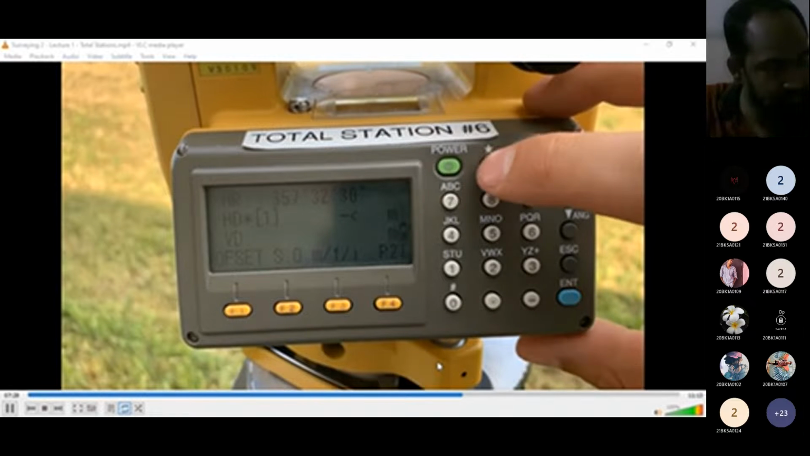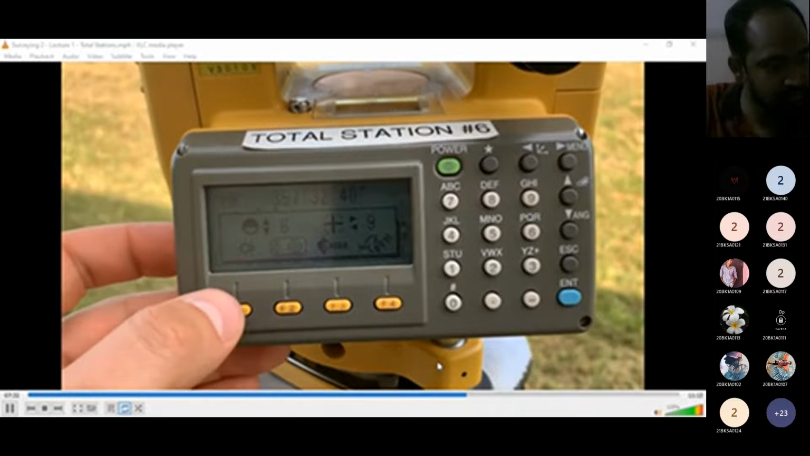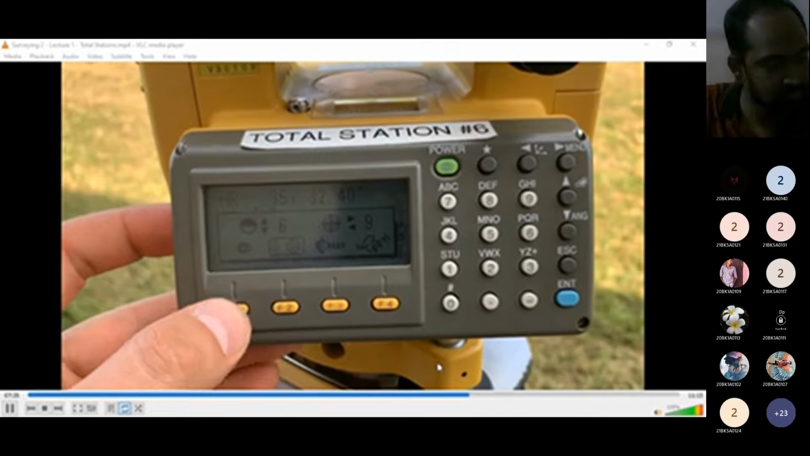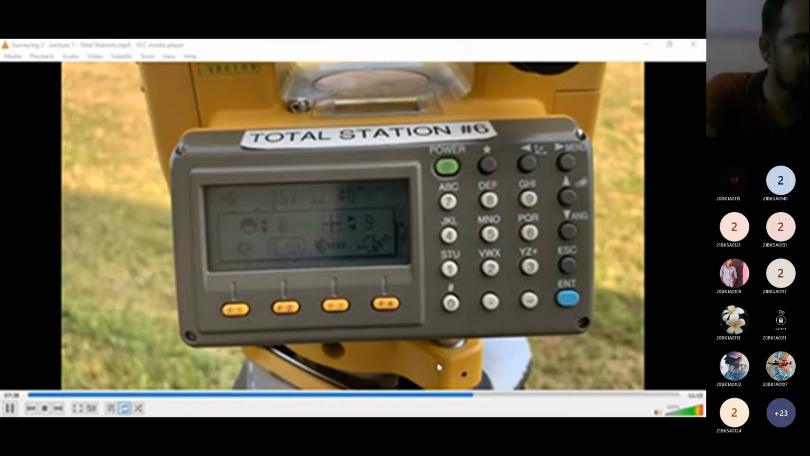Also, if we look at our star button, we have some display options here. So we can turn a backlight off and on. Pushing F1 turns that backlight off and on. I've had it on for filming to make the screen a little bit brighter.